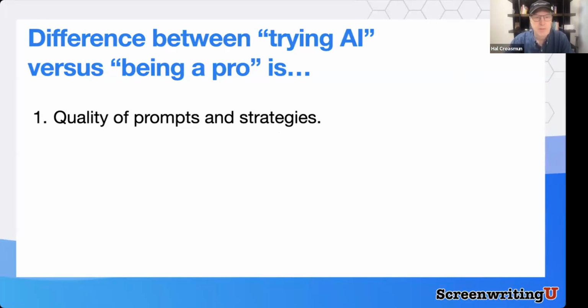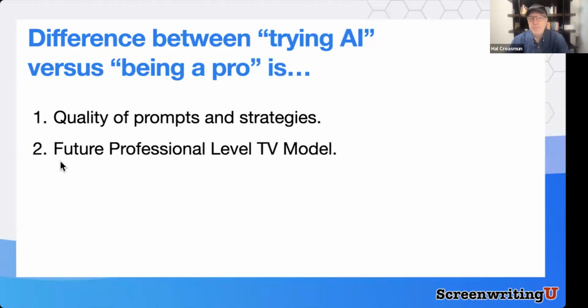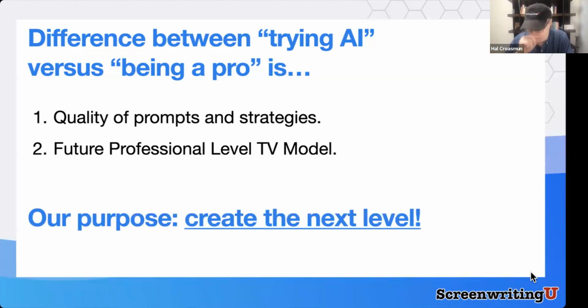And you can start asking yourself right now, what will happen when you do have those? And then we need to be operating out of the future professional level TV model, not what's in the present. So again, if you look out there, you can find things that will tell you to do certain things. In my opinion, they're all in the past. I haven't seen one yet that I went, wow. And this is our purpose. Our purpose is to create the next level.